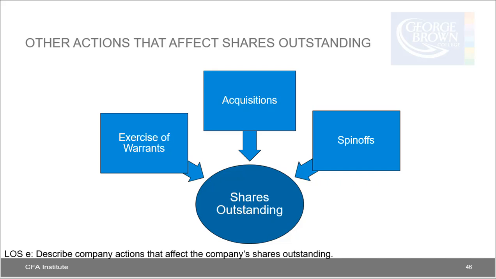Moving on now to spin-offs, a company may create a new company from an existing subsidiary in a process referred to as a spin-off. Shares of the new entity are then distributed to the parent company's existing shareholders. After the spin-off, the value of the shares of the parent company initially declines because the assets of the parent company are reduced by the amount allocated to the new company. But shareholders receive the shares of the newly formed company to compensate for the decrease in value.